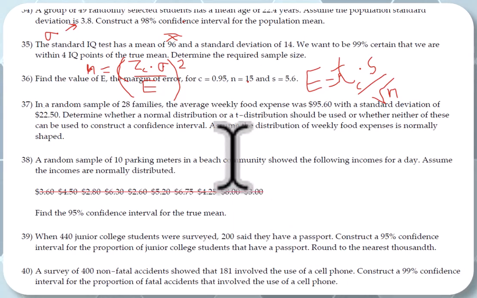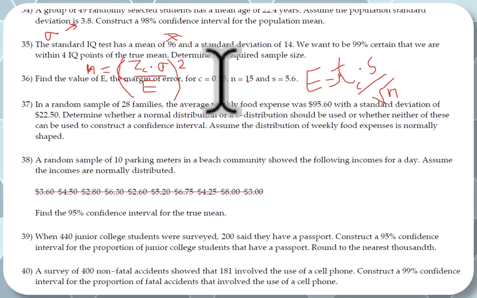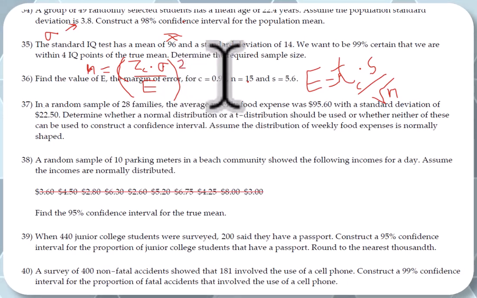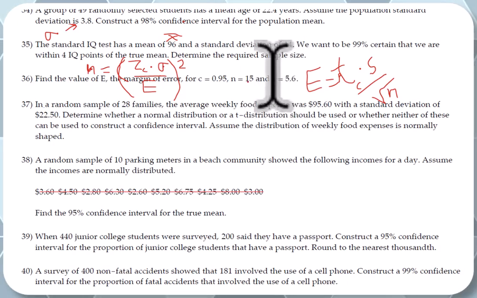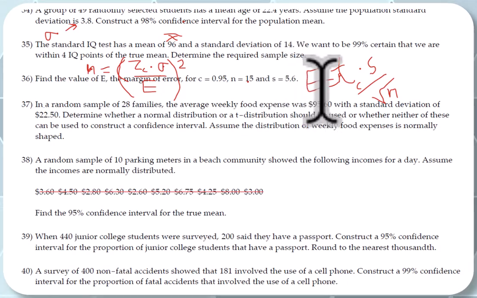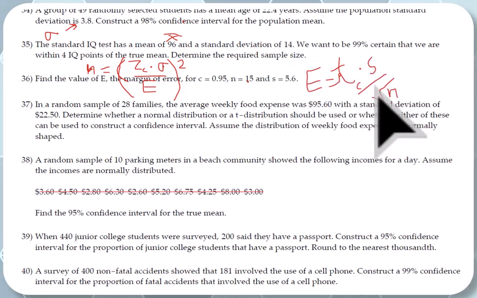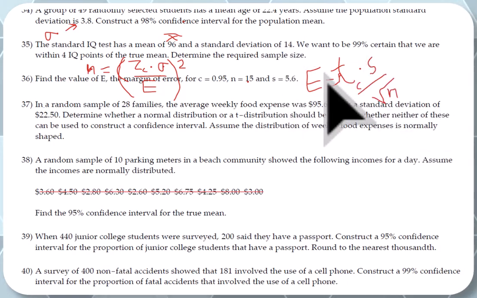Number 36, find the value of E. The margin of error is E. Confidence level is 95. N is 15 and S. He gives you S now, so you no longer can use the Z. You have to use T. And here's the formula. E equals TC times S divided by square root of N. S is 5.6. N is 15. All we need to find is TC.